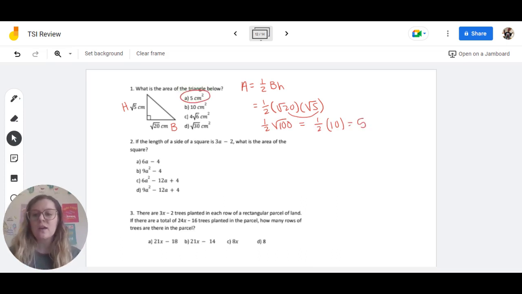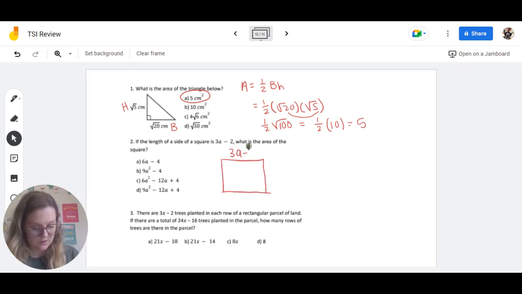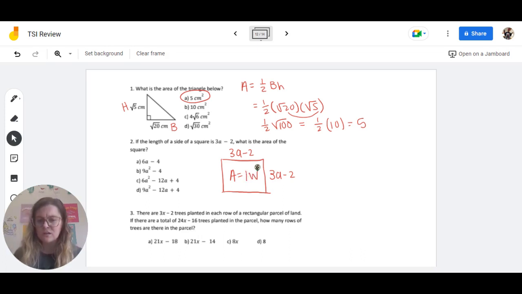All right, number 2, if the length of a side of a square is 3a minus 2, what is the area of the square? So we know a square means that it has the same side, so 3a minus 2 and another 3a minus 2. A square's area is the same thing as length times width, or sometimes you'll see it as side squared because they're the same. Either way works.